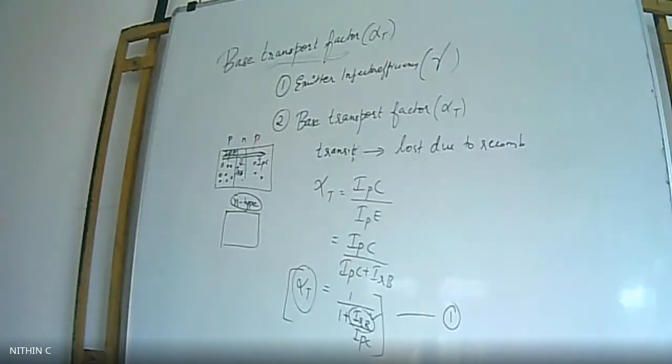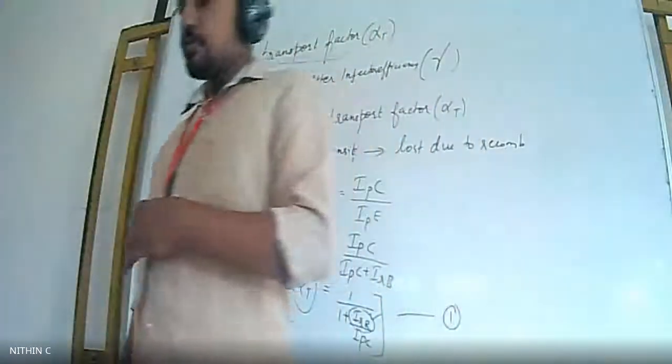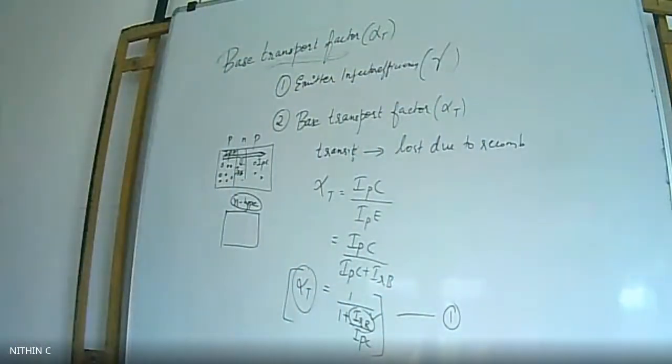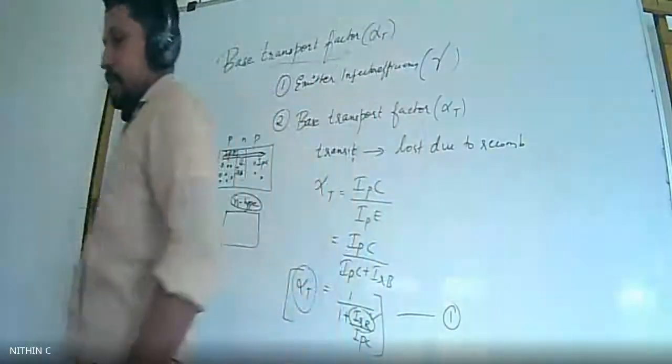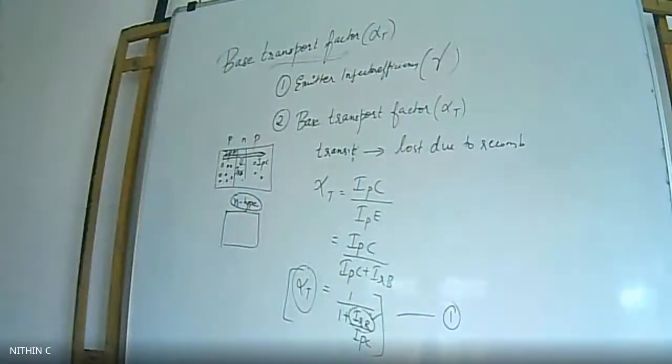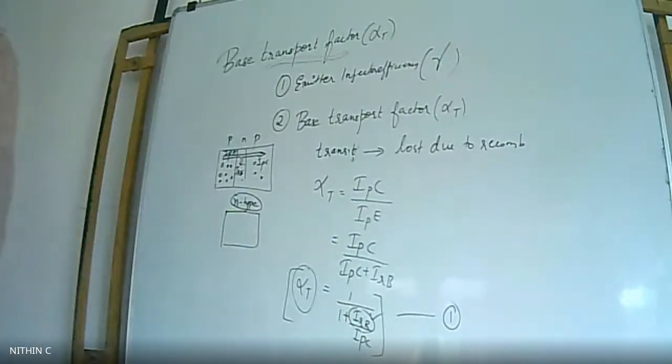IRB can be minimized by reducing the doping in the base region and by reducing the width of the base region.